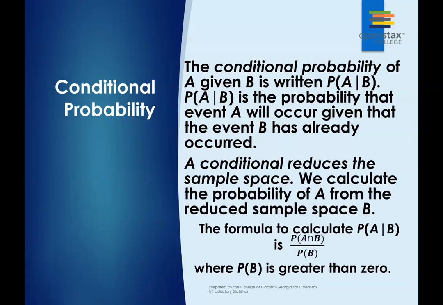The conditional reduces the sample space. We calculate the probability of A from the reduced sample space B. And there's a formula to calculate this. We take the intersection of A and B, probability of A and B, and divide by probability of B, which is the condition, and we have to make sure that's greater than 0.